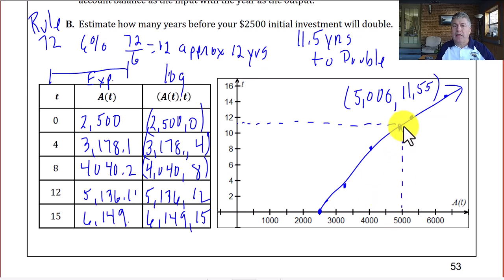Wrapping that up on the doubling, we can see according to our model, $5,000 will take around 11.5 years. Certainly we could have graphed y equals 5,000 on our original. I don't know if you can see that, but we could have graphed y equals 5,000 on our original, and we would have gotten the x value and been able to flip our x's and y's to see that.